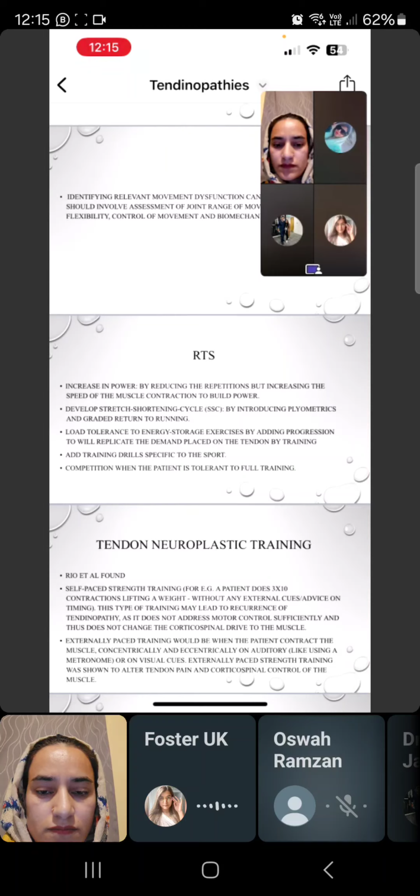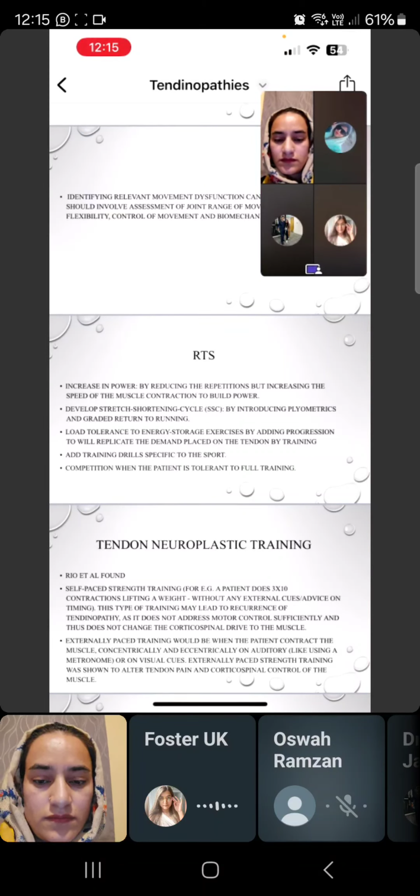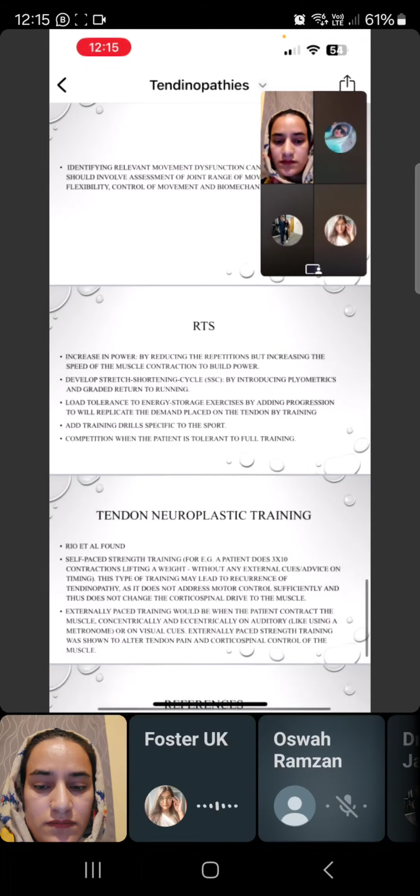For example, when you have to jump, you have to store a lot of energy and then execute the jump. So these kinds of exercises add progression to replicate the demand placed on the tendon. When you practice a little bit of graded jumping, then your muscle will be ready for those energy storing exercises. Add training drills, like direction drills. Competition when the patient is tolerant to full training: then add competition kind of exercises.